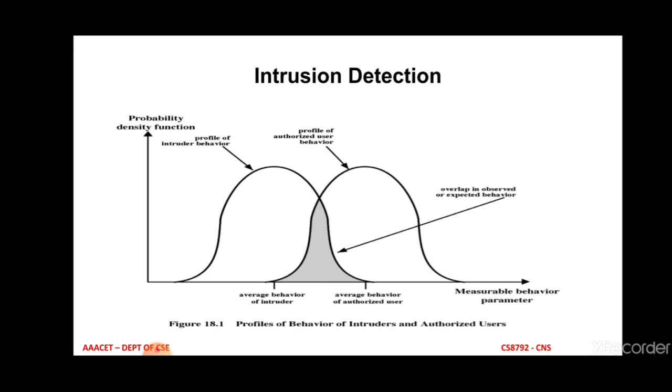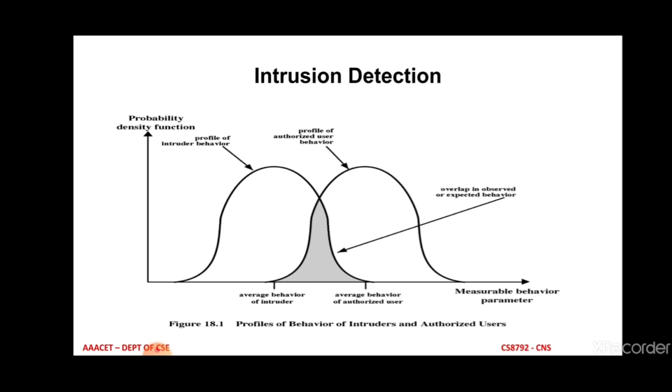So this is the diagram or graph of an intrusion detection system. On the x-axis they have given the behavior parameter, and on the y-axis the probability density function. The probability density function is nothing but the probability of a particular hacker or attacker hacking the passwords of the particular user. The first one is the profile of intruder behavior, and the next one is the profile of authorized user behavior. So the second one is the authorized person, and the first one is the unauthorized person.